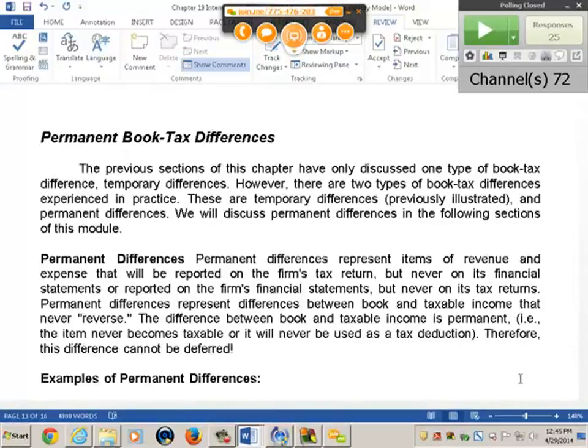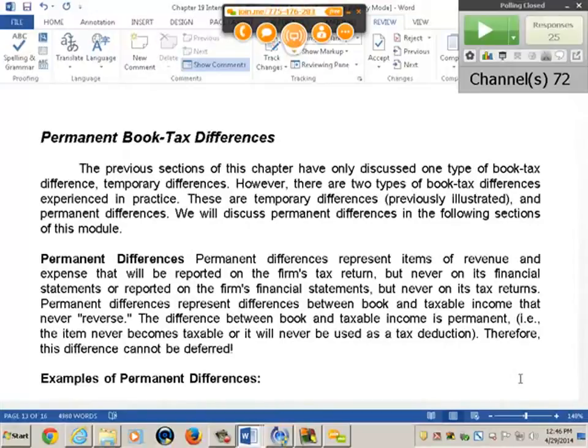Permanent differences are very different. These are items of revenue and expense that will be on your tax return, never show up on your books, or they'll be reported for GAAP, but never show up on the tax return. Now, because they are not going to be on both sets of books, they're never going to reverse. If they're not going to reverse, they're not going to be deferred. So you don't need to worry about deferred taxes when you've got permanent differences.